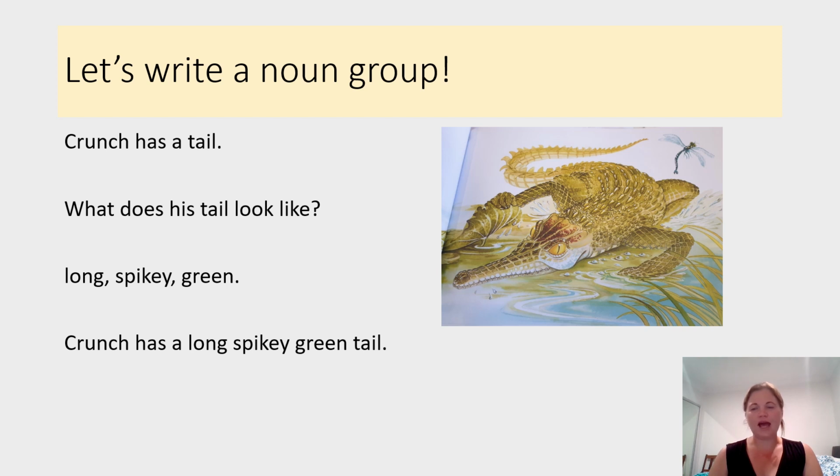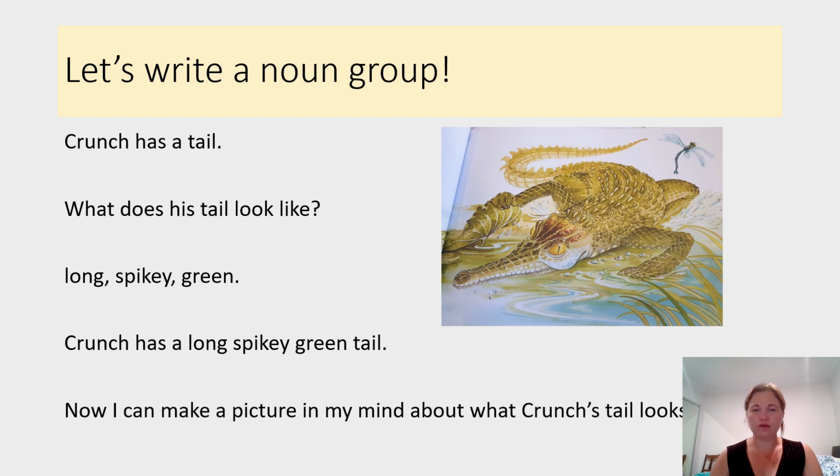Yes, I can now make a picture in my brain or in my head about what Crunch's tail looks like. I'm imagining a long spiky green tail flicking in the water as he's swimming. In this sentence, I can see the words long, spiky, and green. These are the adjectives used to describe Crunch's tail.